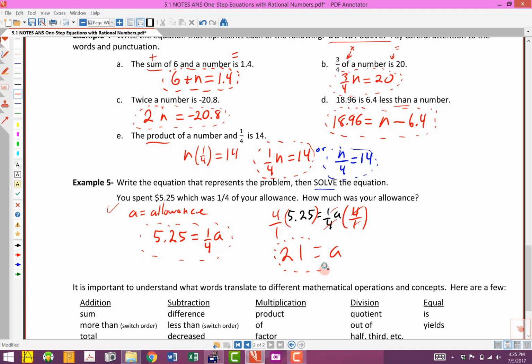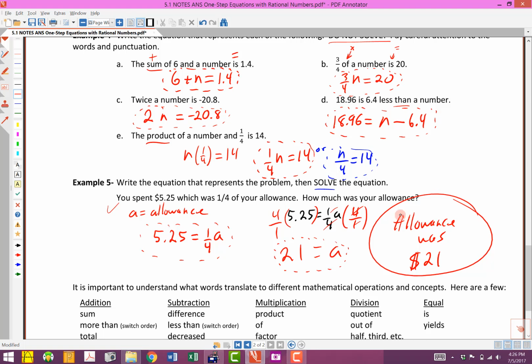So we've declared a variable, we've written an equation, we've solved the equation, and we got A equals 21, but then we need to put it in the context of the problem. How much was your allowance? So we would write: allowance was $21. And there's the answer to the problem right there.